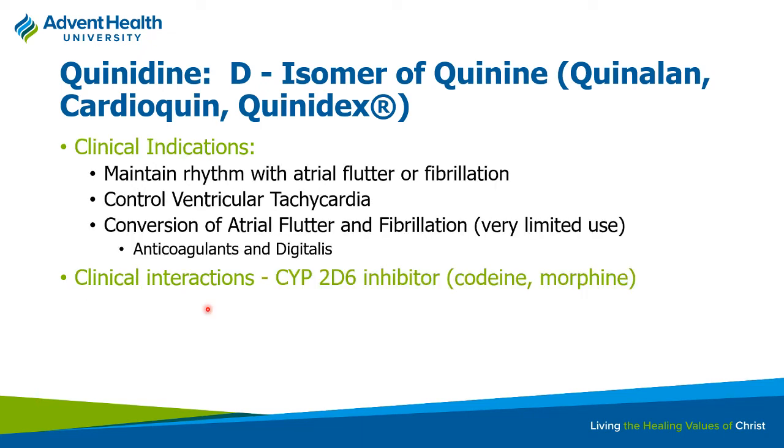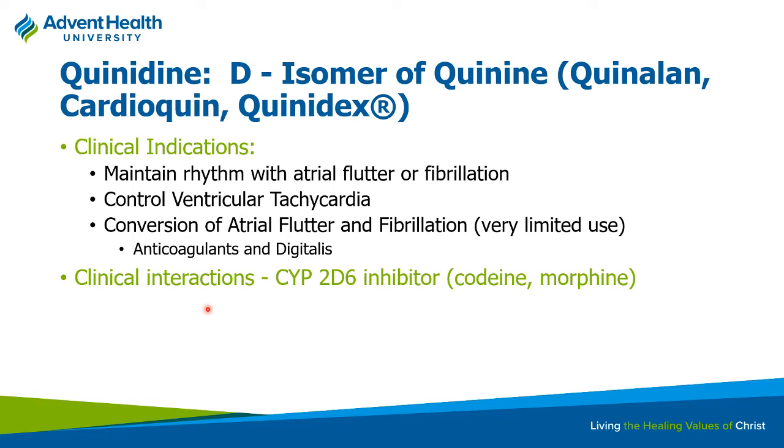We can do things like maintaining normal rhythm in a patient with AFib or aflutter, or we can use it to control ventricular tachycardia. There's an issue of rate control versus rhythm control that we'll talk about. Rhythm control means things that keep the heart in normal sinus rhythm. This would be an example of rhythm control, right? It helps to keep the patient from going back into AFib, and helps to control those ventricular arrhythmias. So this is where we're going to see this being used.